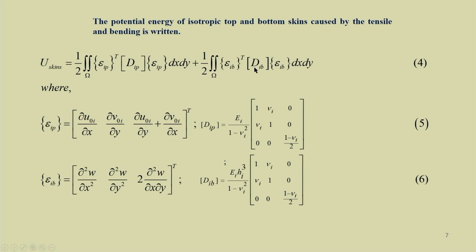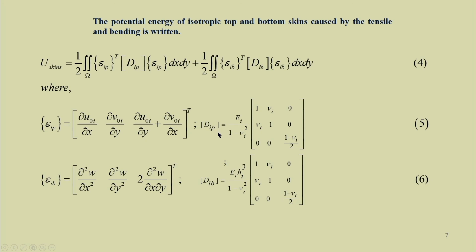Similarly, we can write for the bottom layer and top layer. So, this is the skin part. Then this epsilon I p can be written as del u 0 I by del x, del v 0 I by del y, and so on. So, this is epsilon x, epsilon y and gamma x y. That is del u by del x, del v by del y, and for gamma it will be del u by del y plus del v by del x. So, that way it can be written for epsilon I p.